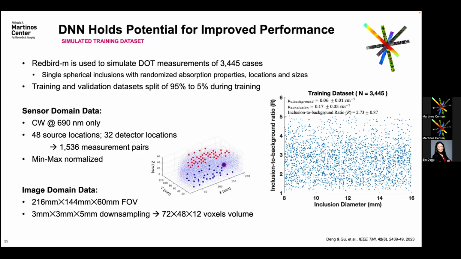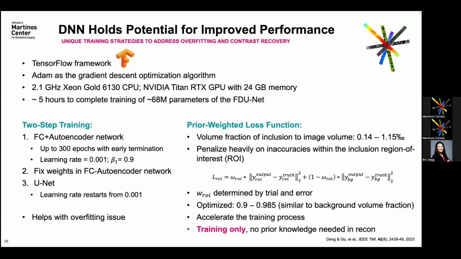So we give this network a very simple task. Can you resolve a single spherical inclusion within a homogeneous background? There's no way that is close to the real breast geometry, but we start from there to understand how the model works and help us to benchmark. So we randomize the inclusion size and location, and also the optical contrast to cover a wide range that is physiologically meaningful. And the training is nothing fancy.